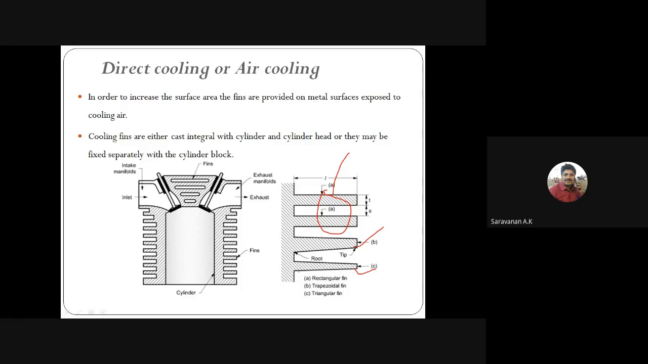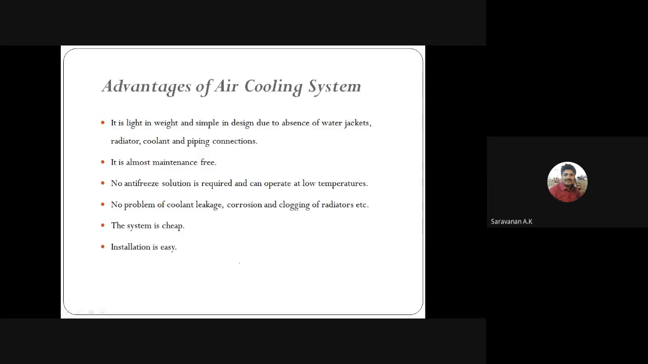Then we have some advantages and disadvantages. Every system has some advantages and some disadvantages also. First we can see the advantages of the air cooling system. It is light in weight and simple in design, while comparing to other cooling systems.